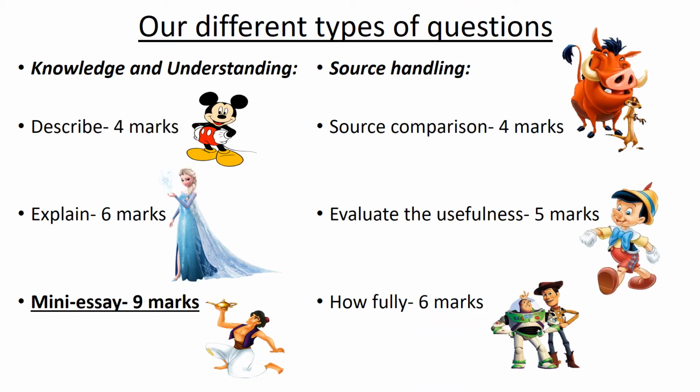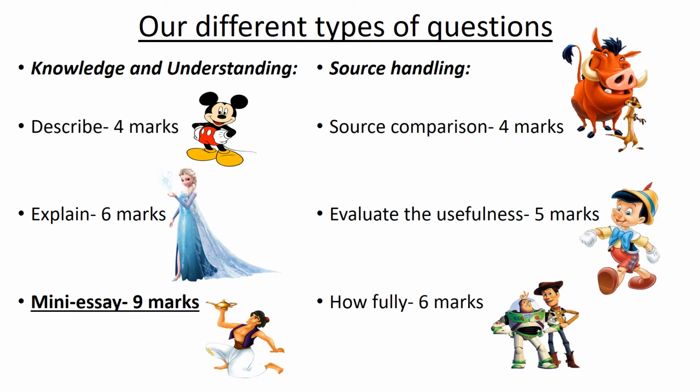Now again, just a reminder of the different types of questions that you can be asked. We have the knowledge and understanding questions: a describe, which is worth 4 marks, an explain, which is worth 6 marks, and a mini essay, which is worth 9 marks. You also have the source handling questions: a source comparison, which is worth 4 marks, an evaluate usefulness, which is worth 5 marks, and a how through, which is worth 6 marks.